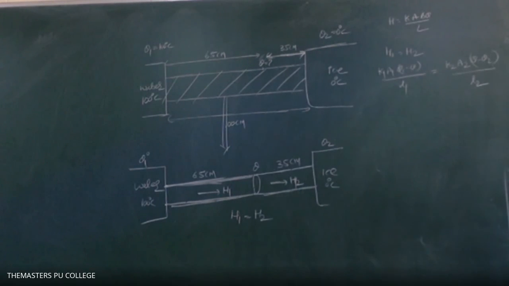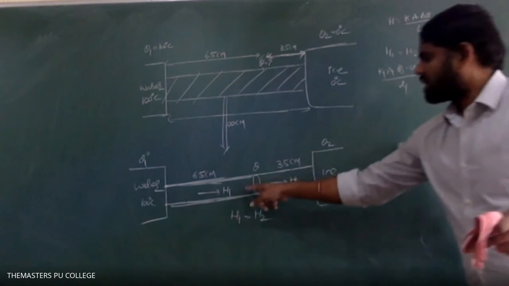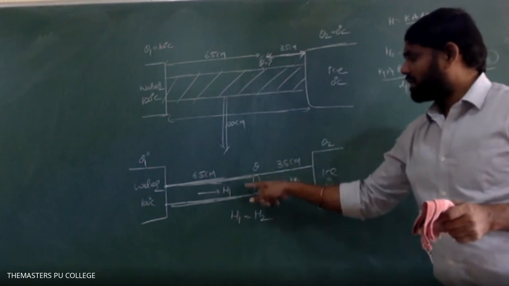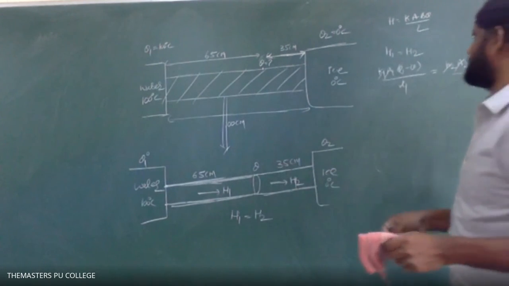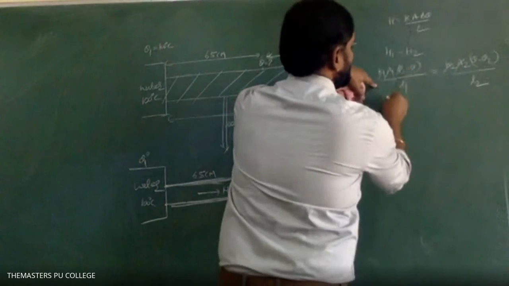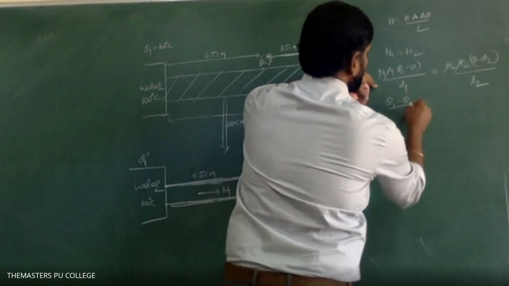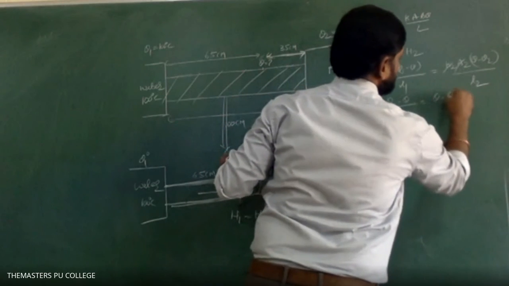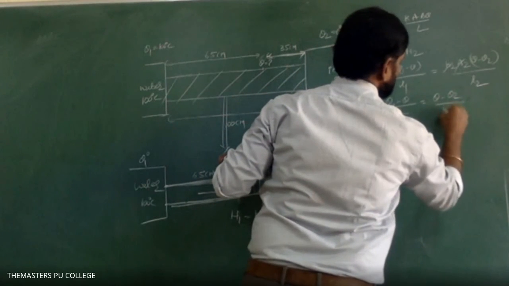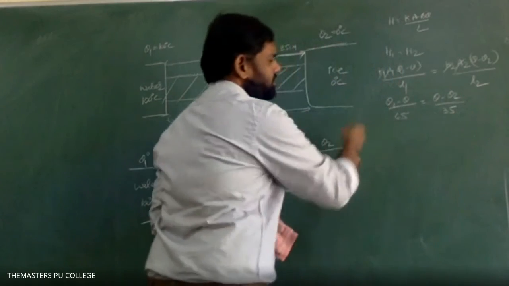Are you getting this? These two rods are made up of the same material, copper, and they have the same area of cross section. That's why K1 A1 gets cancelled. So theta 1 minus theta divided by L1, which is 65, is equal to theta minus theta 2 divided by L2, which is 35. So check it.